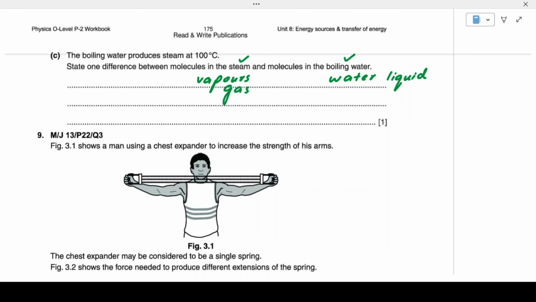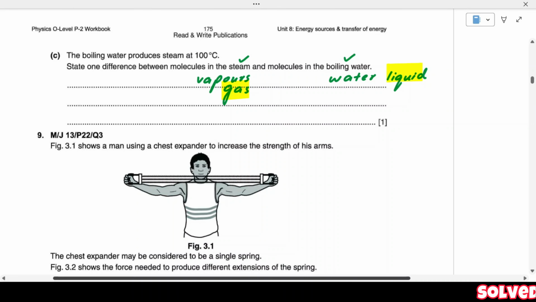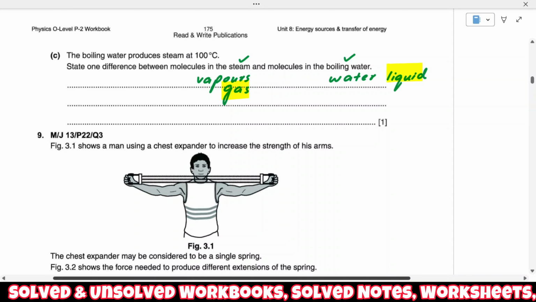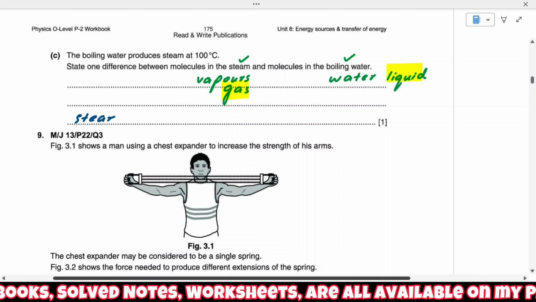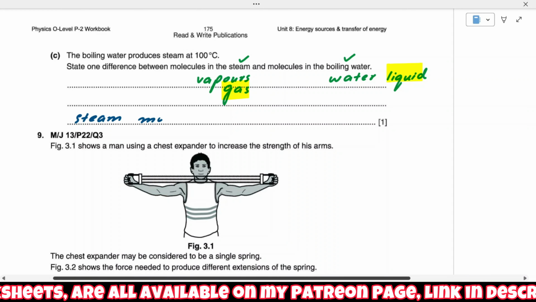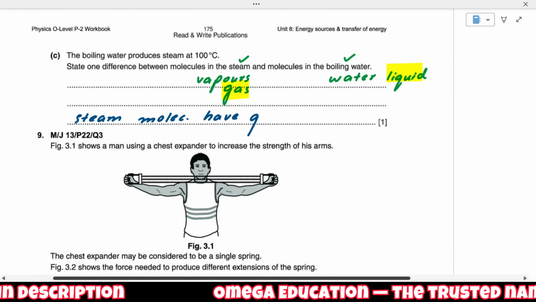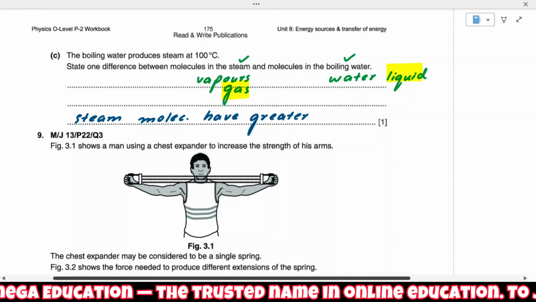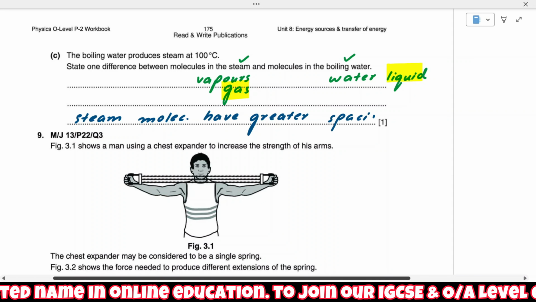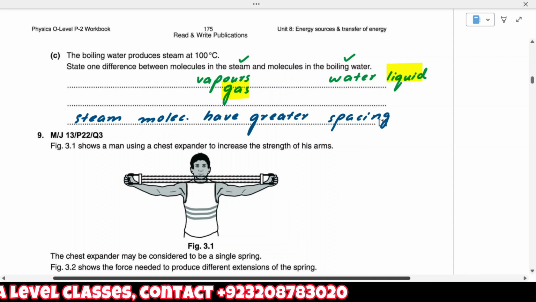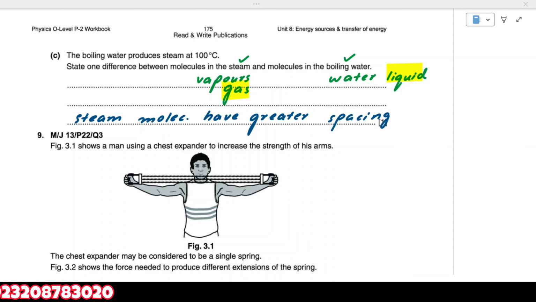What is the difference between the liquid and a gas in terms of molecules? Can you give me one difference in terms of spacing between molecules? Which one is gas in this case? Steam. Steam molecules have greater spacing among the molecules compared to the molecules of the boiling water. You need to phrase the answer properly.